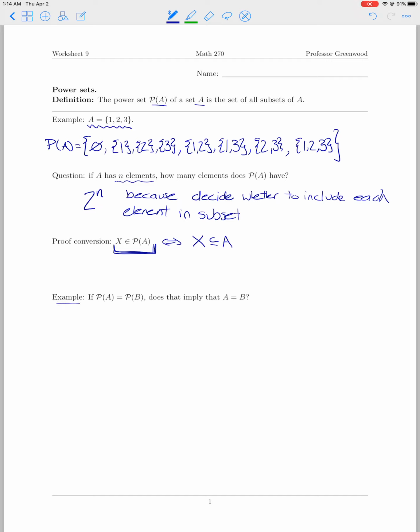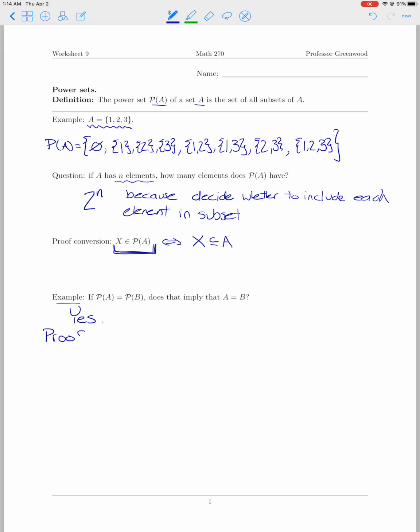To see that conversion in play, we're going to look at this relatively simple example right here. The question is, if we know that the power set of A is equal to the power set of B, does that mean that the original sets had to be equal to each other? If I say this verbally, we just know that 2 sets have the property that all of their subsets are equal. It is the case that that does imply that the sets themselves must be equal. So this statement is true.